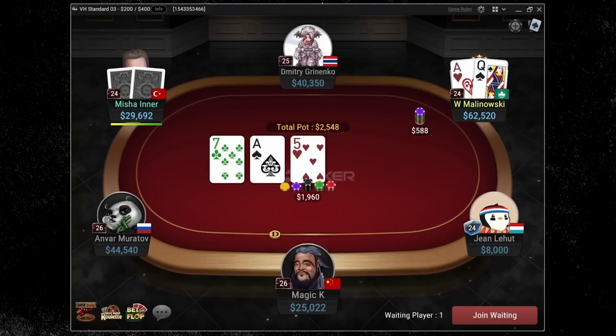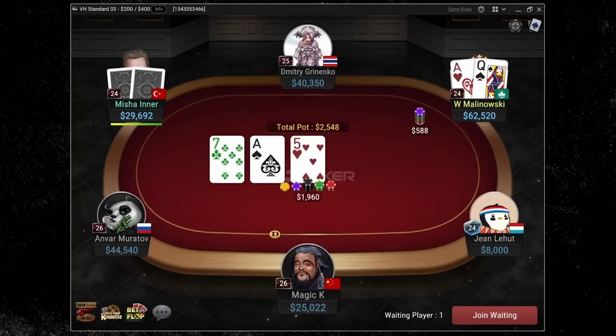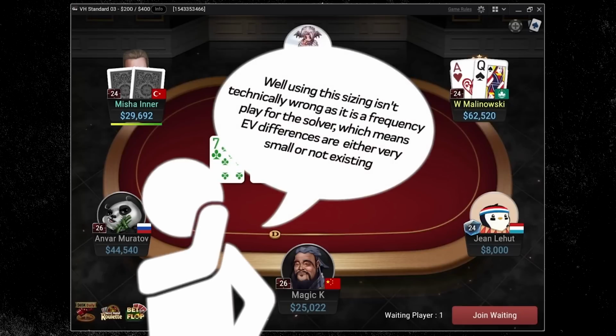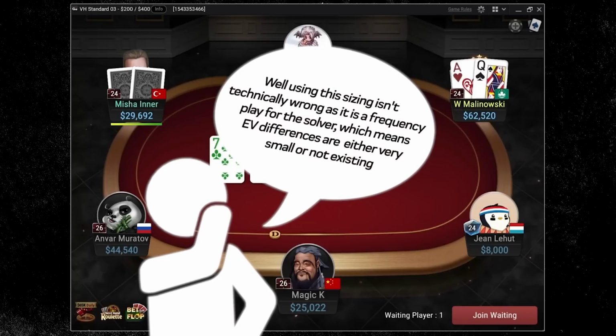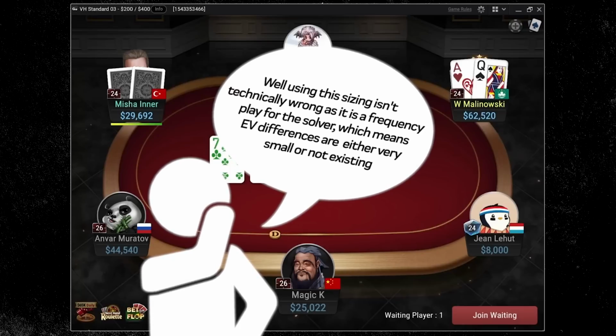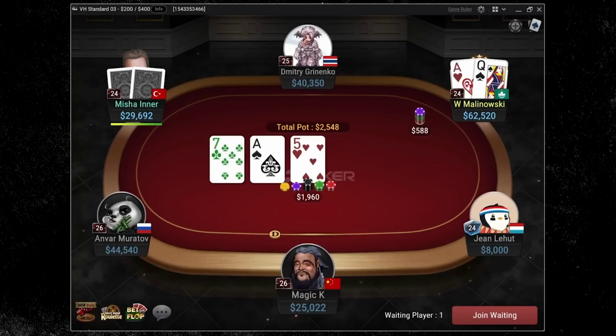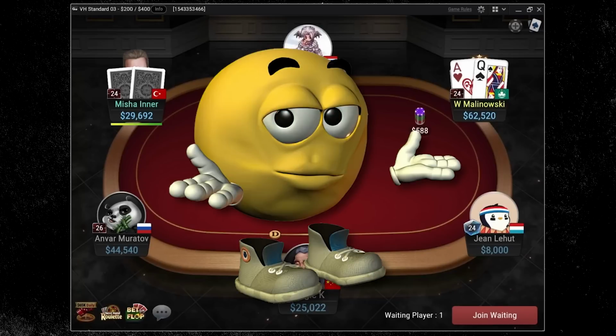Now one thing we could do is say he played his hand wrong and he should know better. A bit better would be to say, well, using this sizing isn't technically wrong, as it is a frequency play for the solver, which means EV differences are either very small or not existing. And a frequency play is also a good argument to justify everything. But an even better approach would be to acknowledge that we simply don't know his strategy here.